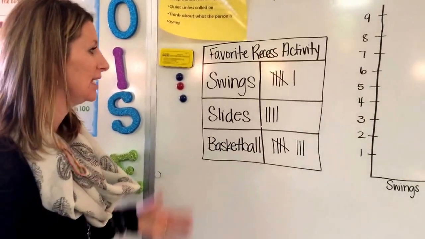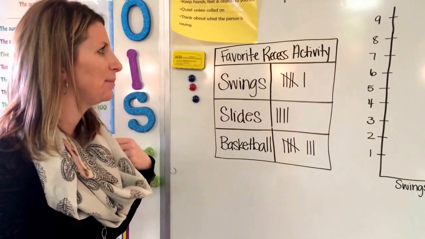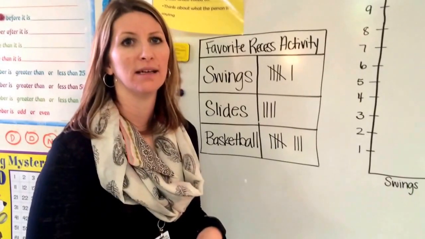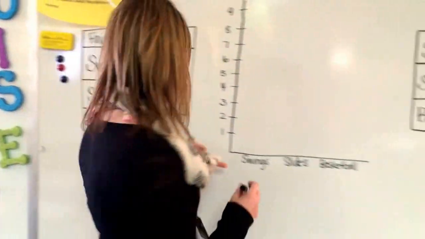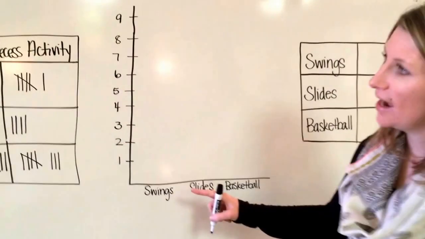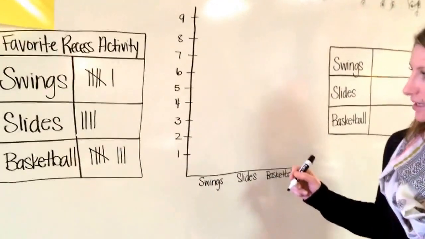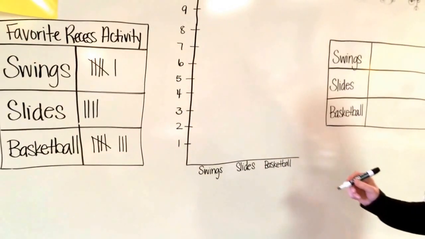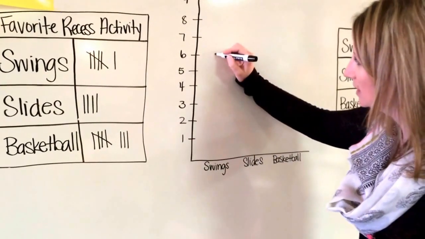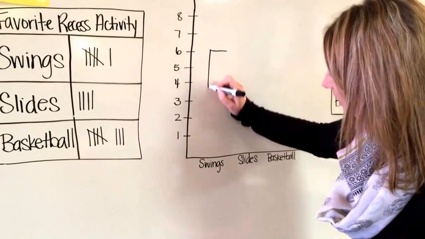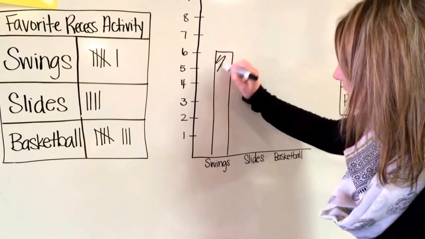So I'm going to take this data or information that I gathered and I'm going to make a bar graph first. It makes that information easy to see. So I'm going to go ahead and graph this out. I know from my tally chart that 6 people like the swings. So when I do that, I'm going to count up 1, 2, 3, 4, 5, find my 6, and I'm going to make a nice bar right here. Okay, and I can color that in.